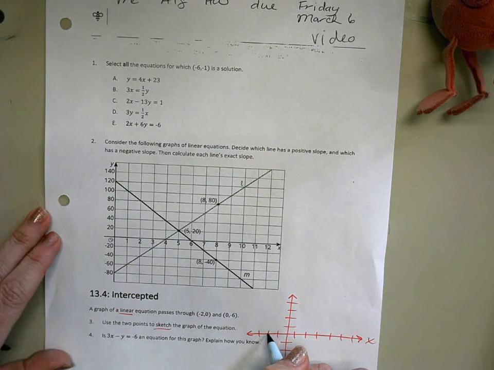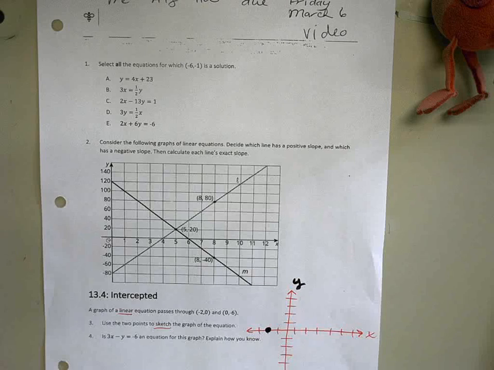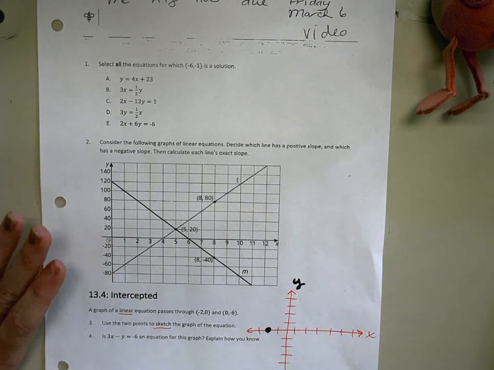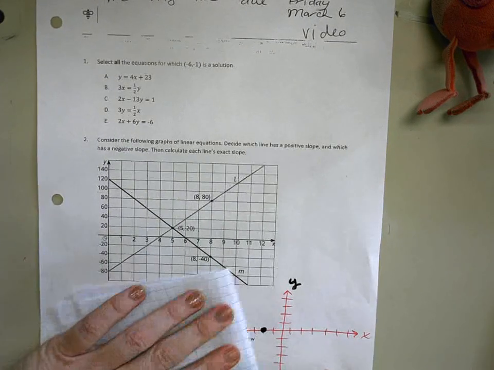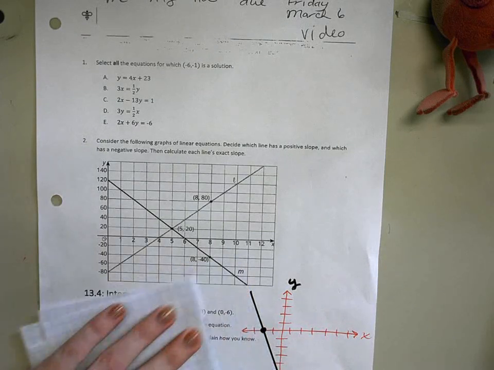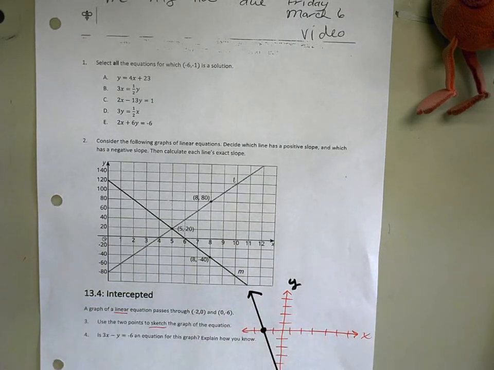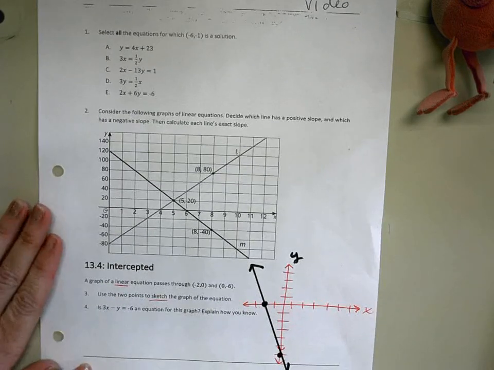So -2, 0 is 2 to the left and then stopping, staying there on my x-axis. And then 0, -6 means I'm not going left or right, I'm just going down 6: 1, 2, 3, 4, 5, 6. And then using any kind of straight edge, I almost always have my index card, and of course, wouldn't you know, right now I can't find it. So I'm going to use a piece of graph paper as a straight edge and sketch a line that goes through those 2 points. As long as I have my y-intercept and my x-intercept, it's pretty easy to draw that. So there's my sketch.